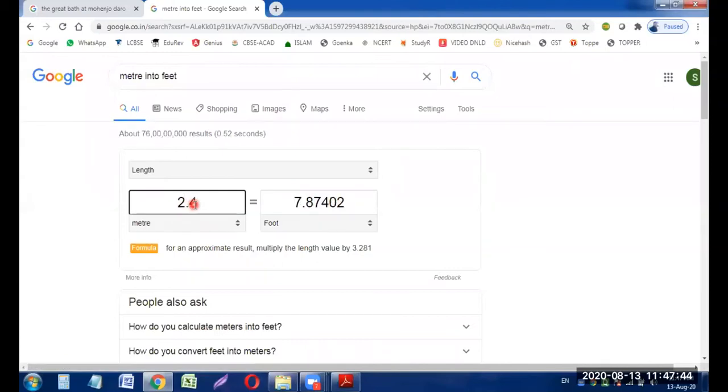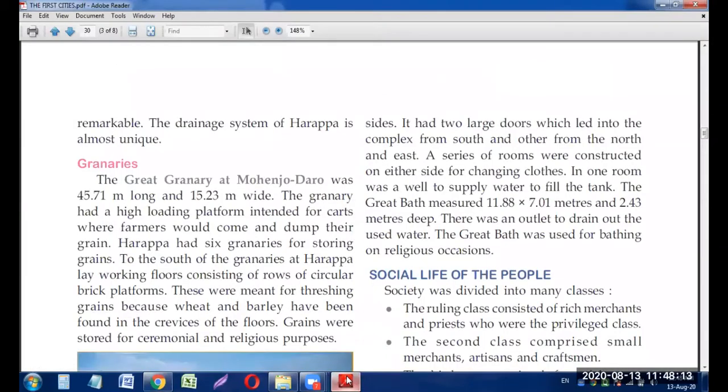Now you can see, my dear students, the bath was around 8 feet in height, in depth also, 8 feet, and the average height of a particular human being is around 5 to 6 feet. That is the average height of the people. That particular great bath was this much deep, 7.97, around 8 feet deep. And let us show you the length and the breadth also. 11.88 is the length.